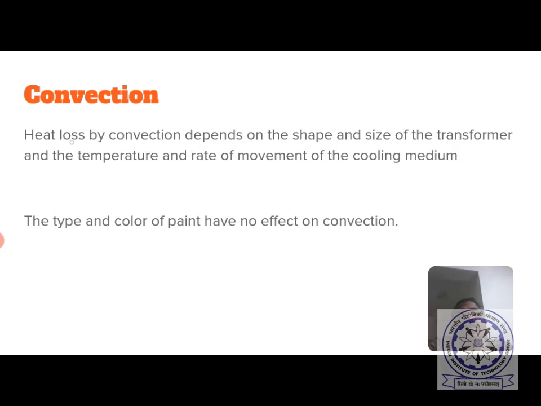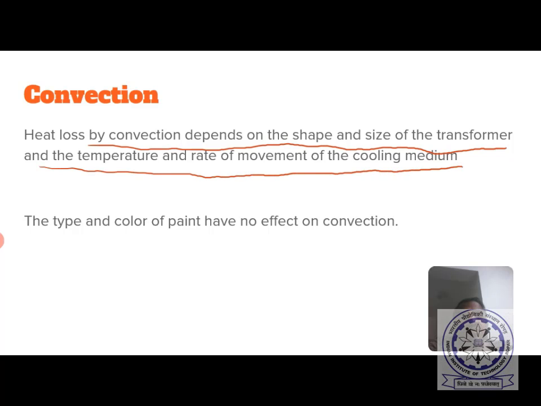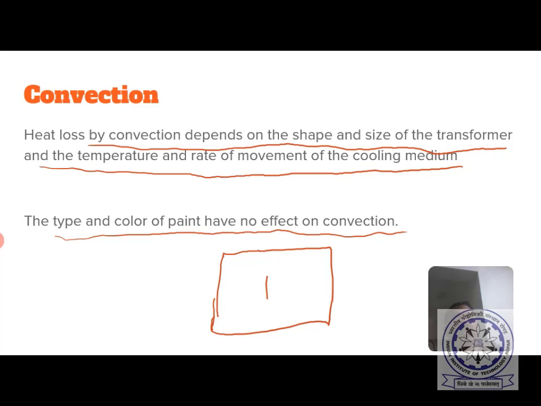Heat loss by convection depends on the shape and size of the transformer, and the temperature and rate of movement of the cooling medium. The type and color of the paint have no effect on convection. Convection takes place inside the tank actually. Even the majority of the conduction also takes place inside the tank.